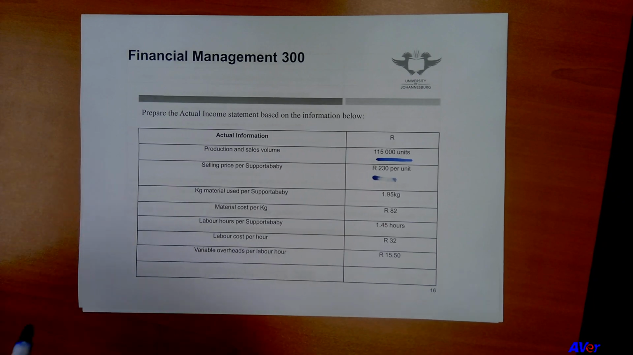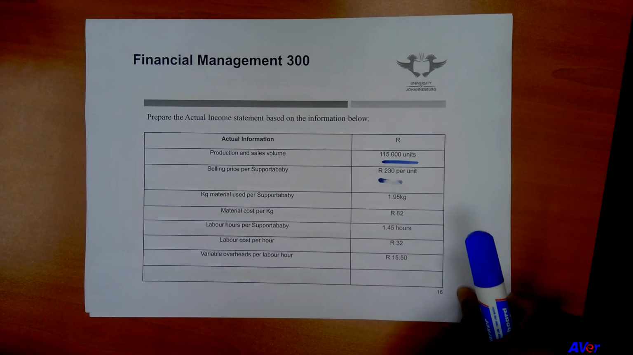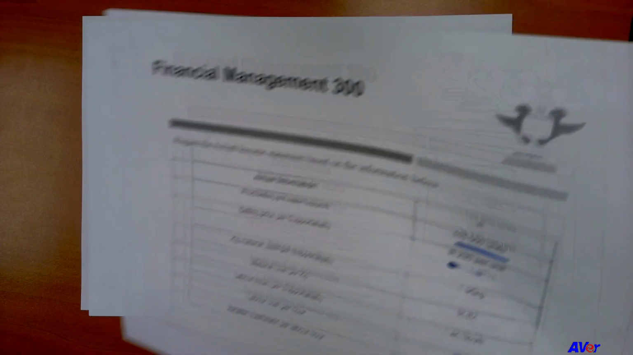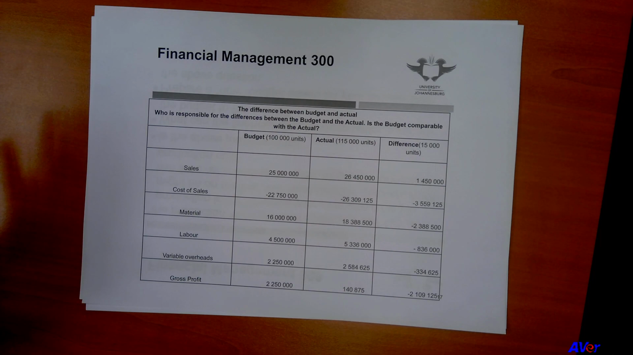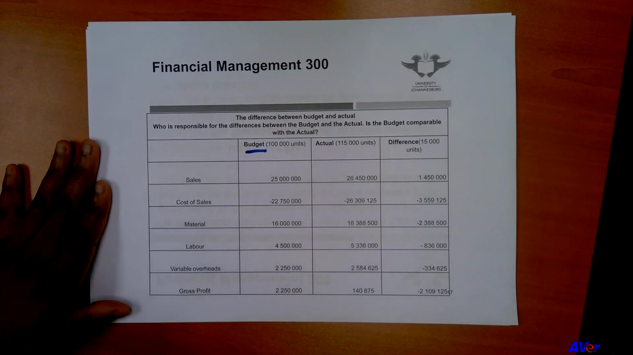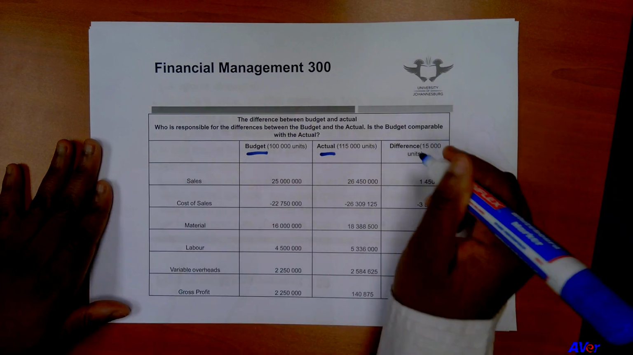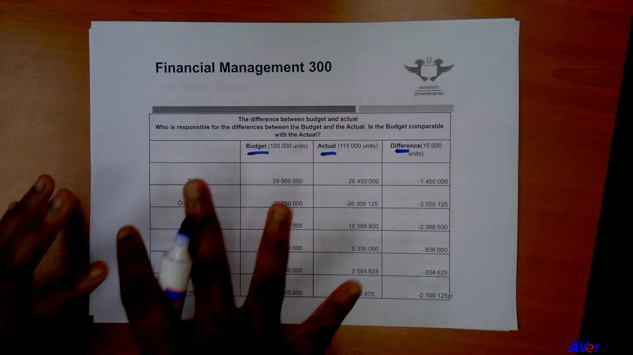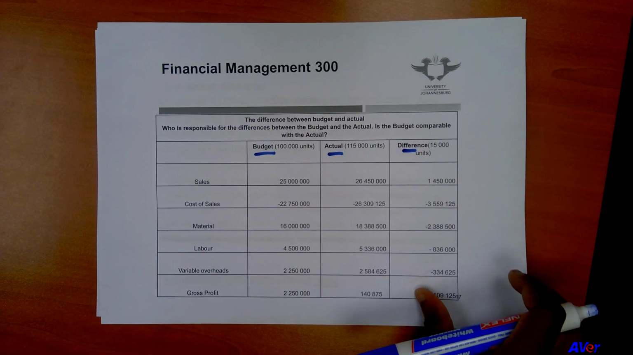But before you get to understand what the impact of that is, I want you to do the following for me. I want you to go to the slides and make sure that you do what is required of you in terms of this. You don't have to look at the actual solution. You need to do the budget in terms of the 100,000 units, and then you need to do the actual, and then you need to look at the difference, and then we will go back into analyzing what it means.